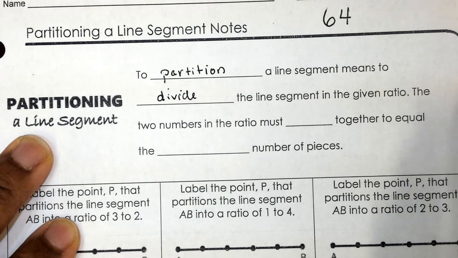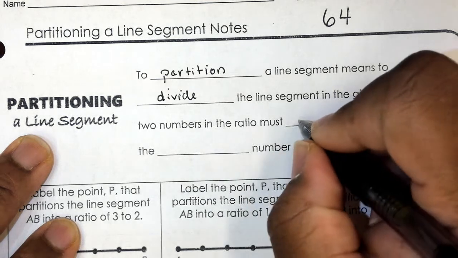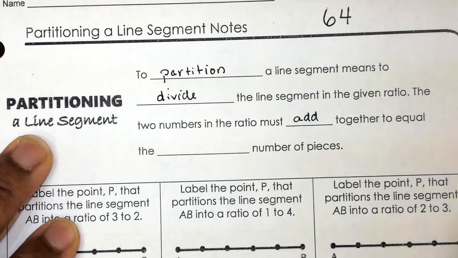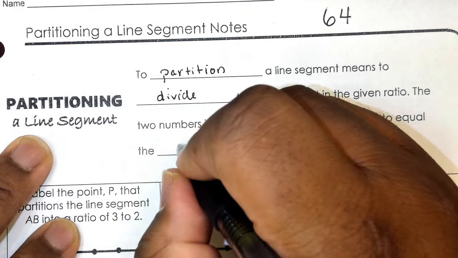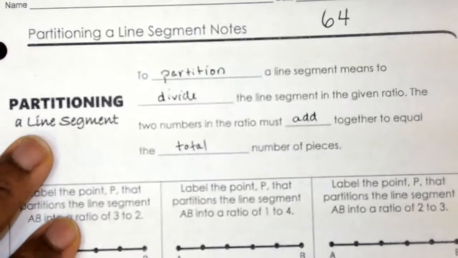The two numbers in the ratio must add together to equal the total number of pieces.